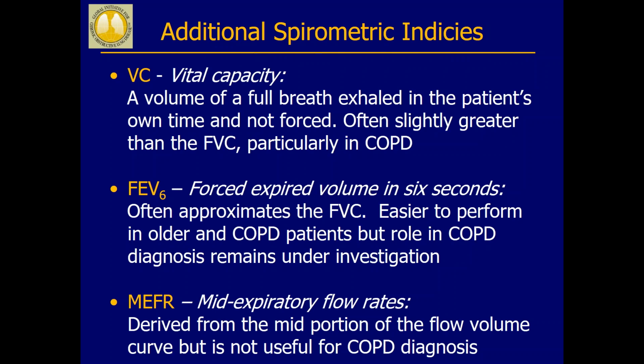There's additional spirometric indices that are listed in spirometry reports, so I just want to go over them quickly. They're not as useful for the diagnosis of COPD and asthma and other lung diseases for the primary care provider. We may use them in subspecialties, but I just want to let you know what they are in case you're wondering what these acronyms are on the report. One is VC, or vital capacity. It's a full volume breath exhaled at a patient's own time and not forced. And it's often a little bit increased versus the FVC, especially with COPD. There's physiological reasons for that. It's something that maybe a subspecialist will look into, but for the purposes of COPD, you don't look at the VC, you look at the FVC.